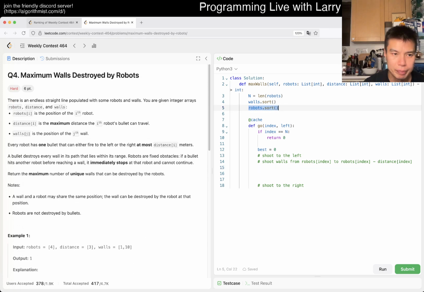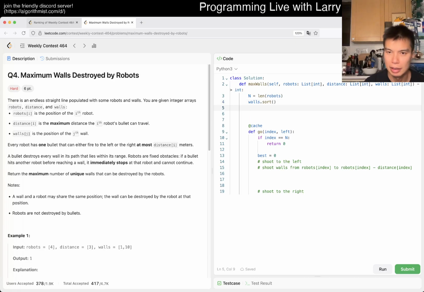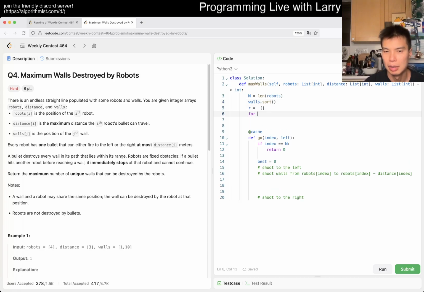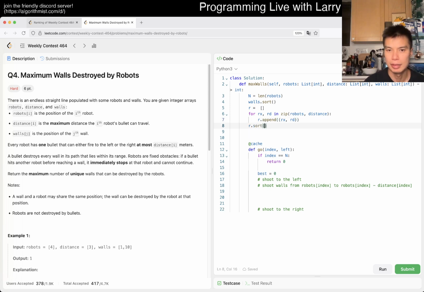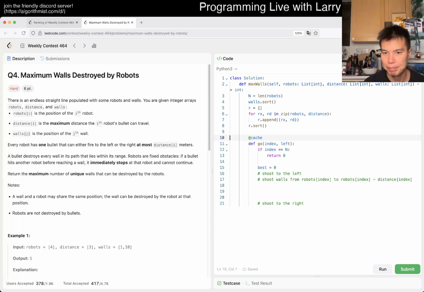Because I sorted robots, but I have to... yikes. Rx and then our distance, insert robots distance, right? Something like that, nothing too bad, right?